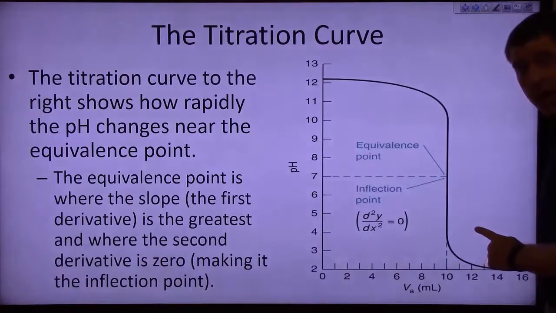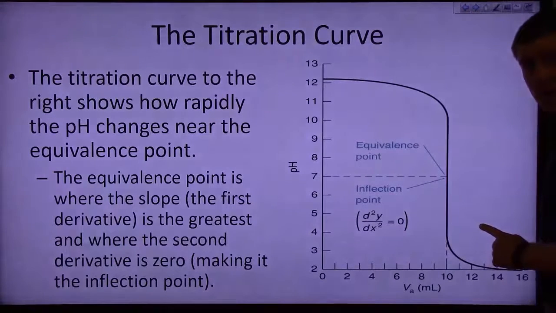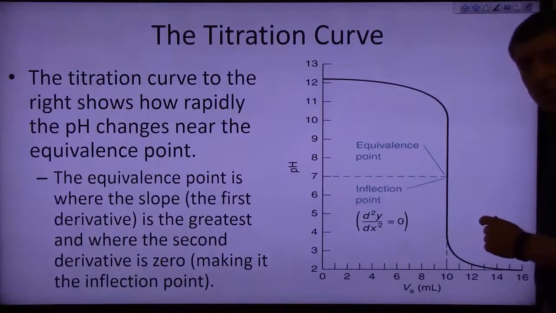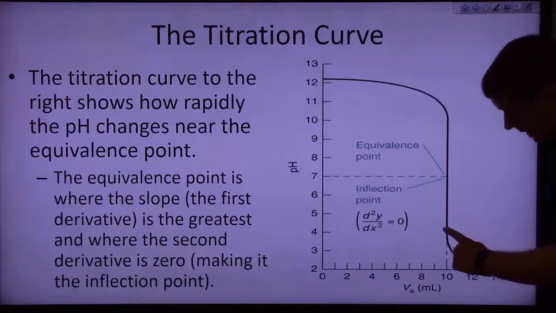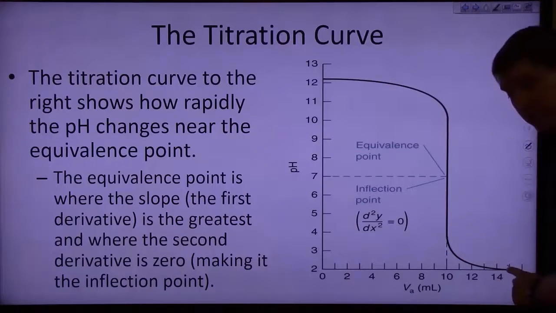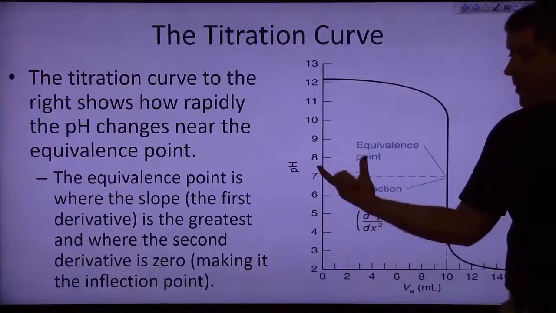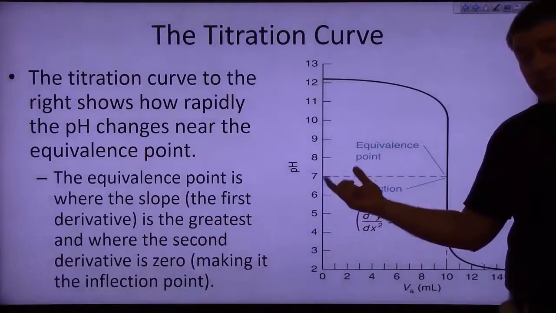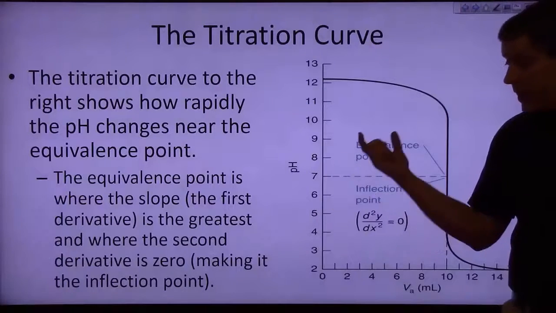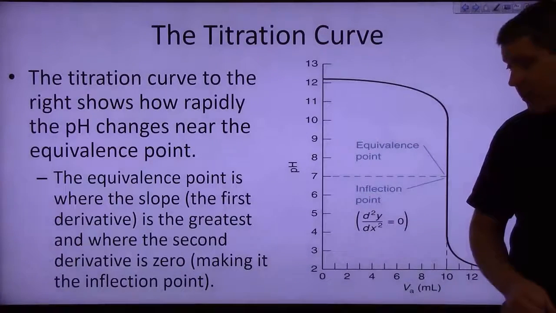But then once we've added a sizable amount of hydrogen ions in excess, then for every little bit more hydrogen ion that we add, we're changing the total amount by a smaller and smaller fraction, and that means past the equivalence point, our titration curve levels off again. Now, the equivalence point is where the slope, our first derivative of our titration curve, is the greatest, and where the second derivative is 0.